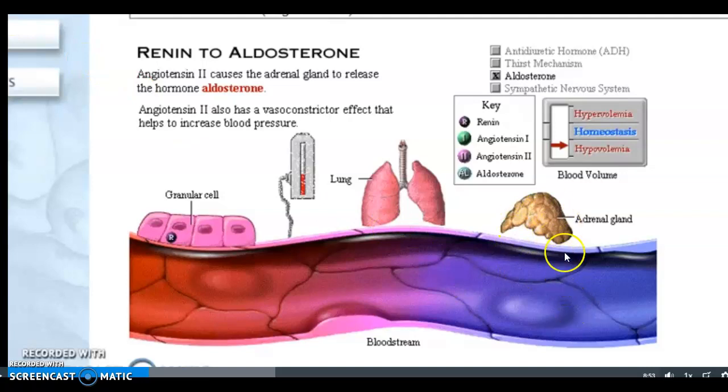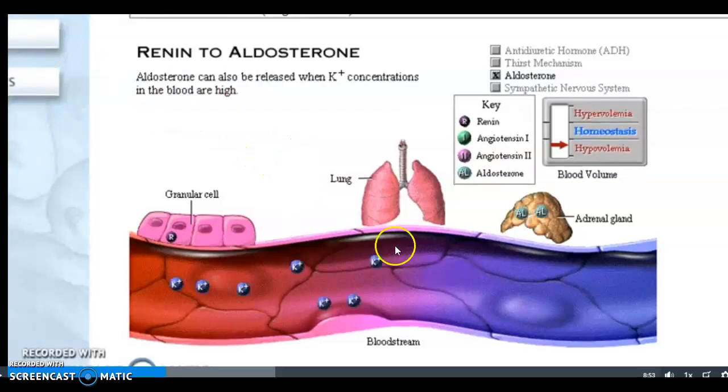So aldosterone's helping us conserve water. Angiotensin II has that vasoconstrictor effect, and of course ultimately that also helps increase our blood pressure. The other thing that will cause aldosterone to be released from the adrenal gland is high concentrations of potassium in our blood. When it circulates to the adrenal gland, it will also trigger the release of aldosterone, which again will help us hold on to more water and not lose as much water in our urine.